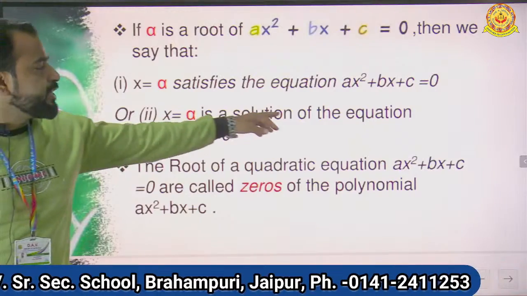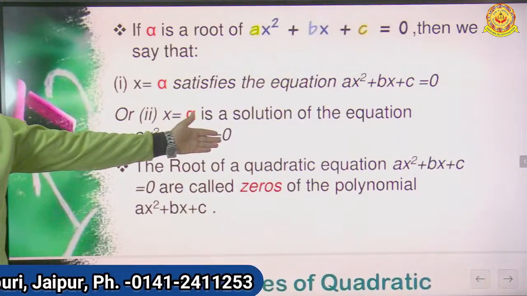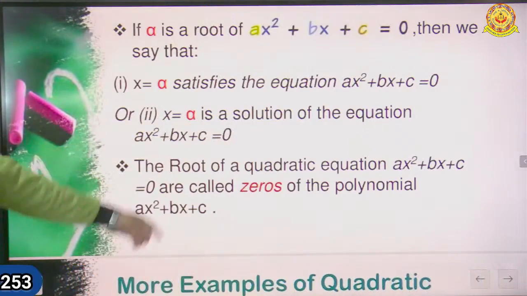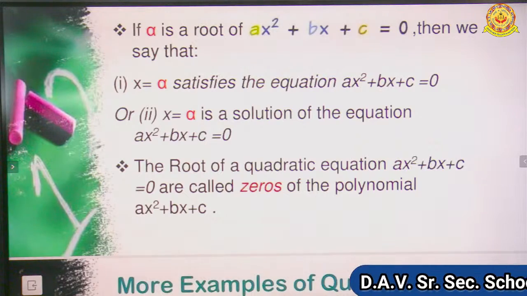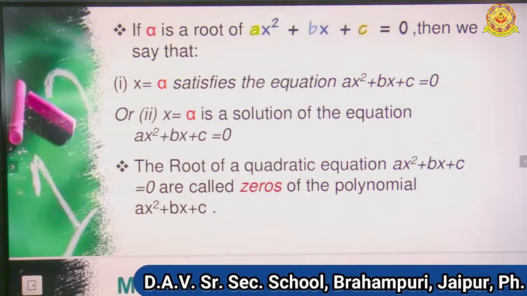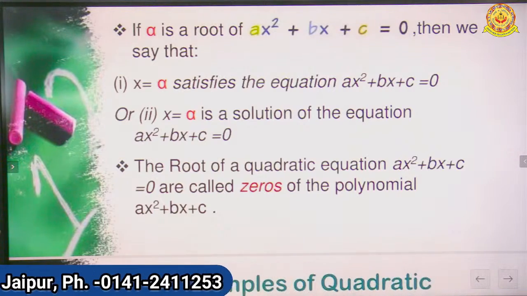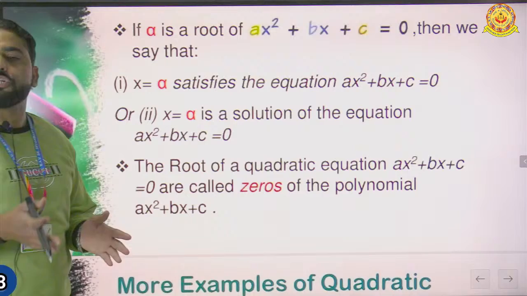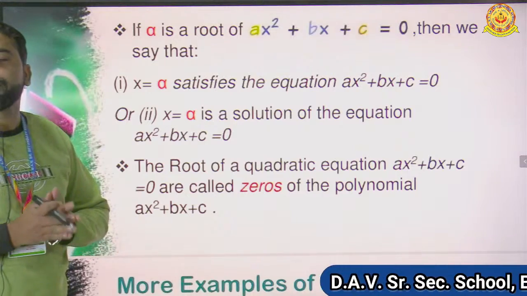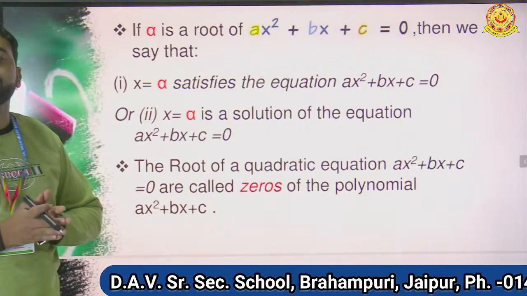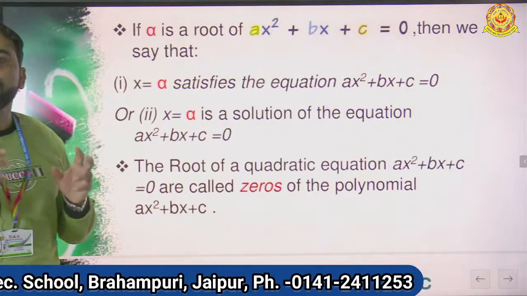x equals alpha is the solution of the equation under the same condition. The roots of the quadratic equation ax square plus bx plus c equals 0 are called the zeros of the polynomial ax square plus bx plus c. So basically roots and zeros are the same thing. When we are finding the x value, we are basically finding the root or zero.